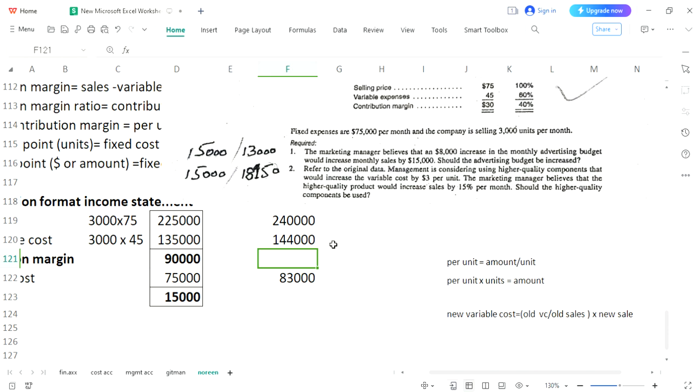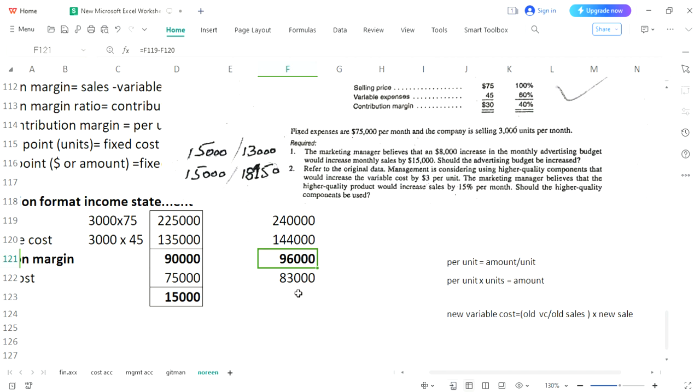Everything has been completed, and now we are going to calculate our contribution and net margin. How do you calculate your contribution margin? Hopefully some of you will answer that: subtracting variable cost from sales. So here the amount of sale was 240,000, and you are going to subtract your variable cost, which was 1,44,000. So your contribution margin has arrived.